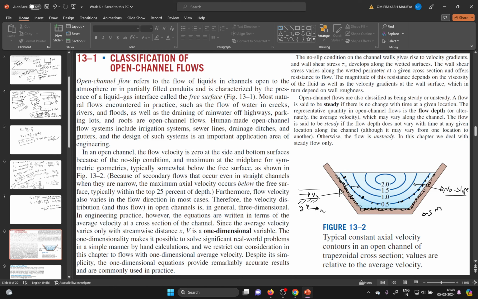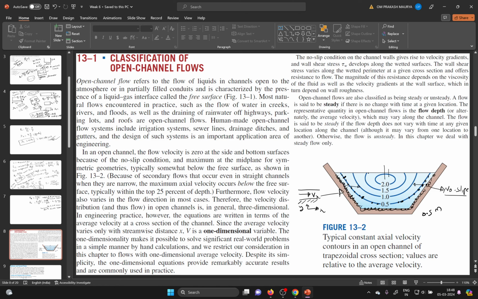And if you check from the bottom, you can also see that at the bottom your velocity is less, and at the top your velocity is comparatively more. So due to the wall effect, this velocity reduces, and in the middle of the channel your velocity is very high compared to the bank side velocity.